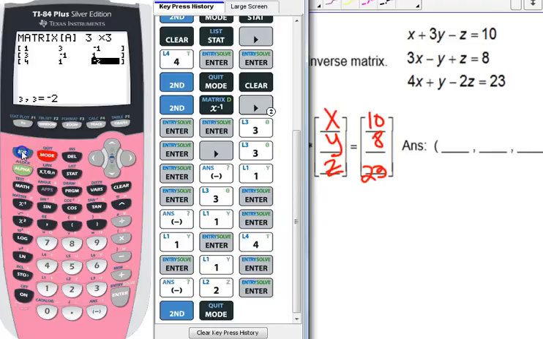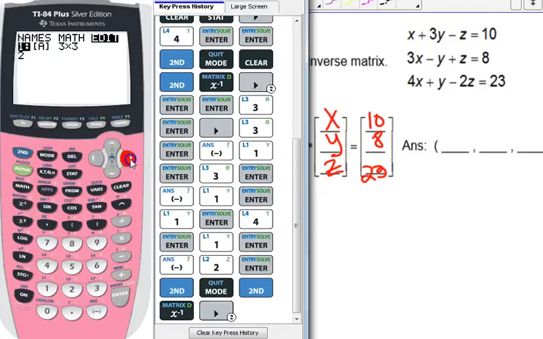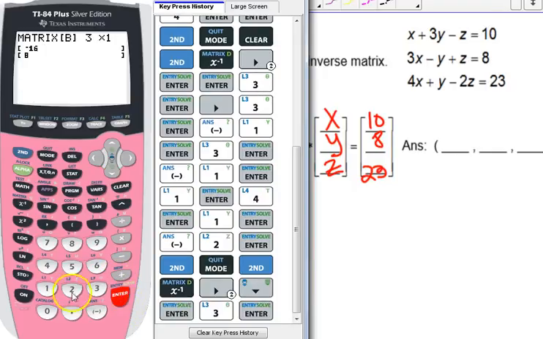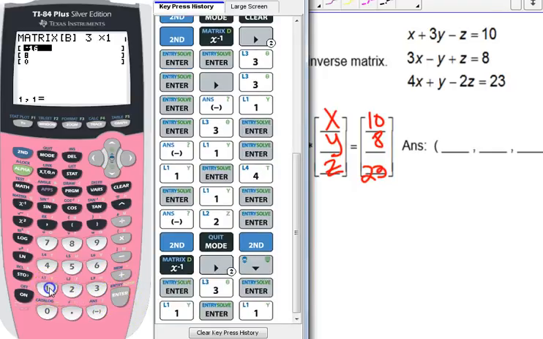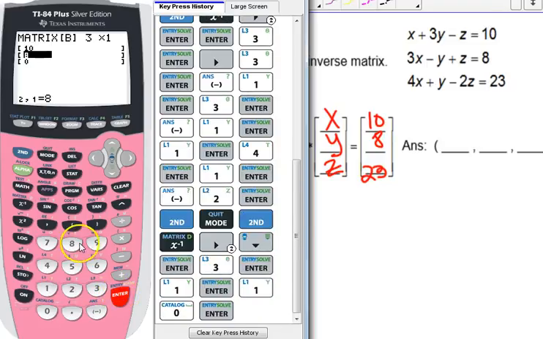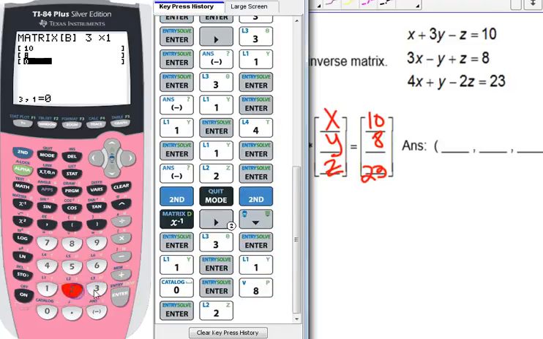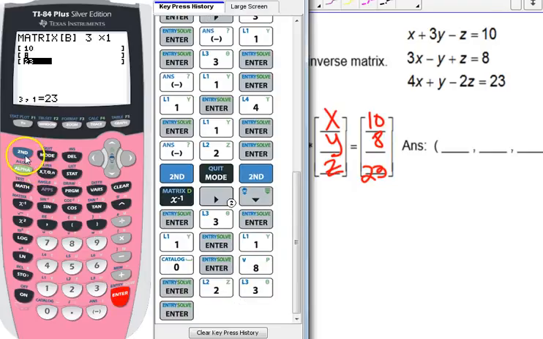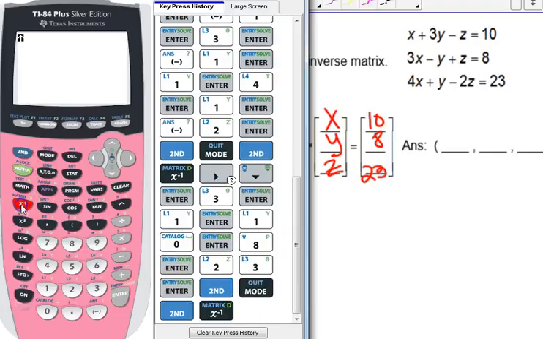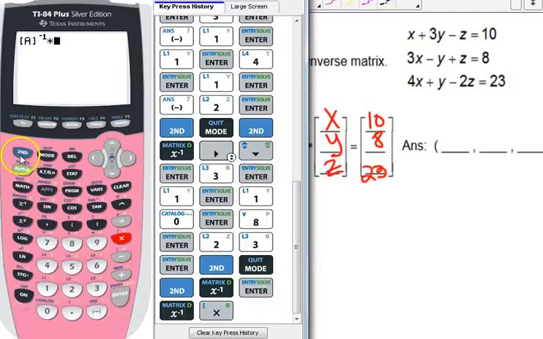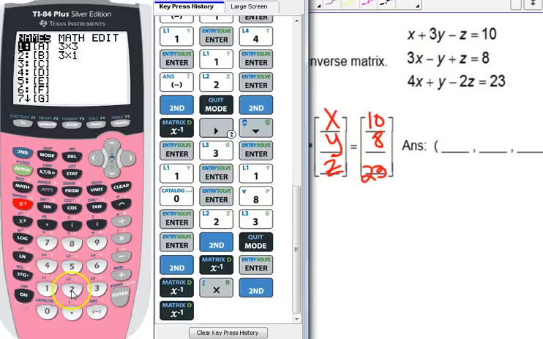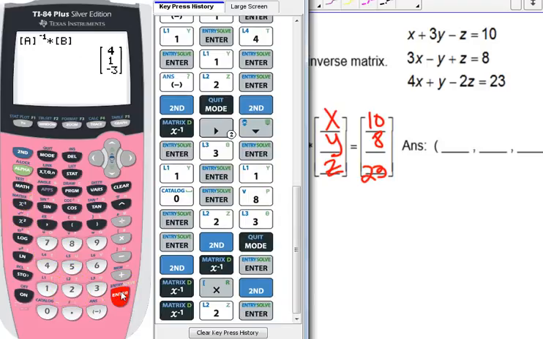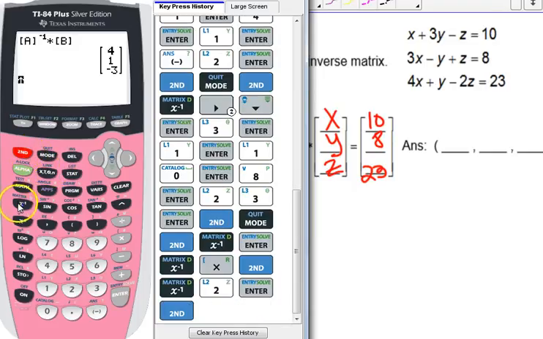Quit out of that, go back into matrix, over to edit, down to the B, and make this one a 3 by 1, which is the answer matrix, which would have 10, 8, and 23. And then you're supposed to quit, go to the home screen, put the name of matrix A, then hit that same button again to get inverse, times the name of matrix B, and you get 4, 1, negative 3. I won't know the difference.